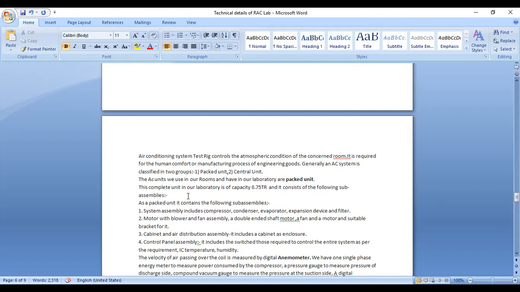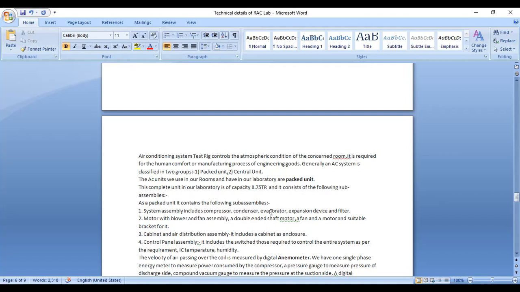The complete unit of our lab is around 0.75 metric ton, which means 750 kg, and it consists of the following. A packed unit contains the substance of any refrigerator. Its system assembly includes compressor, condenser, evaporator, expansion device, and filter.